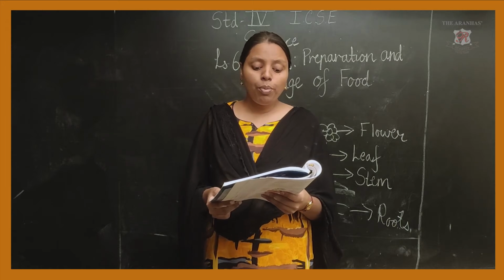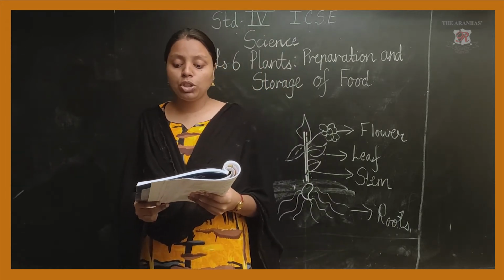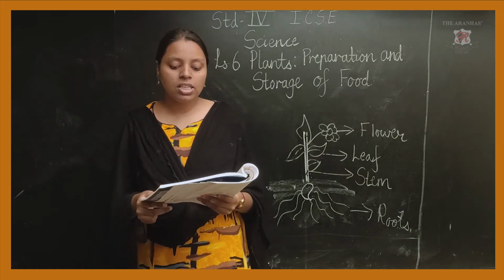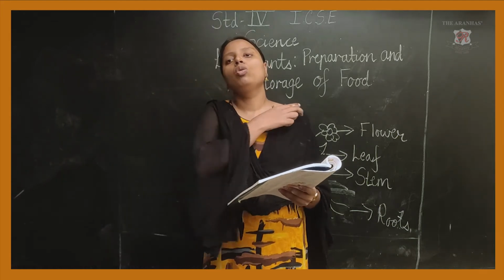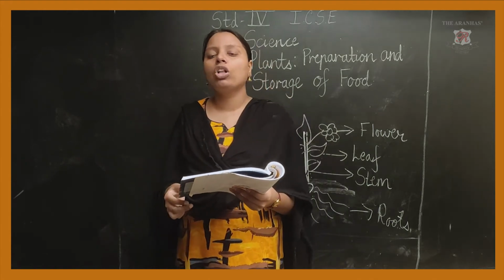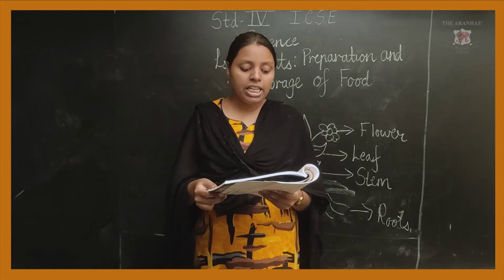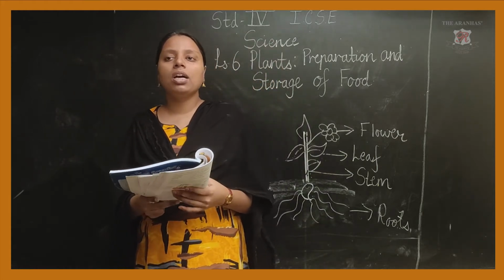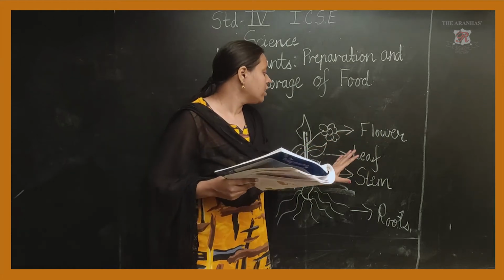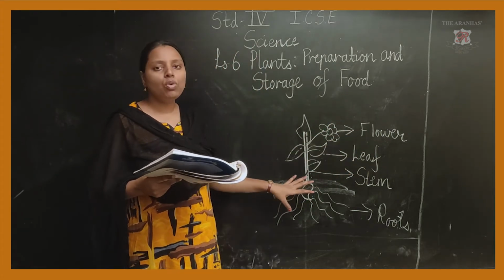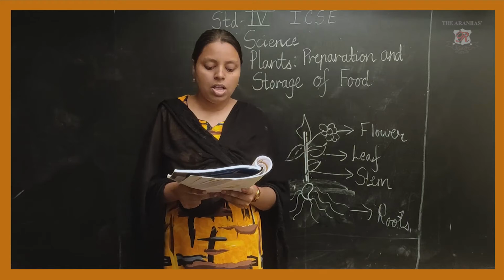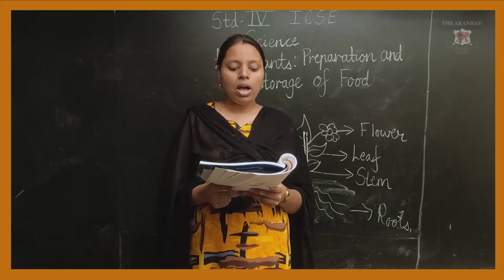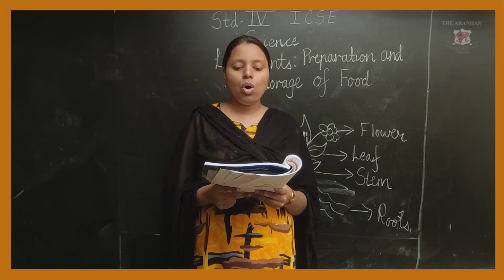The food prepared by plants is in the form of simple sugar or glucose, and this sugar or glucose is supplied to all the other parts of the plant. It is taken to all the other parts by the stem. The leaves prepare the food and the stem supplies the food to all the other parts of the plant. The plant uses this food to grow and to get energy.